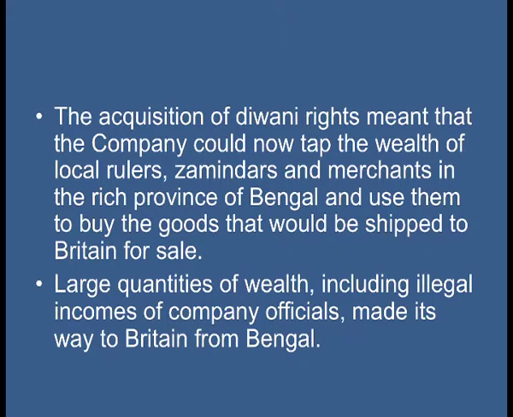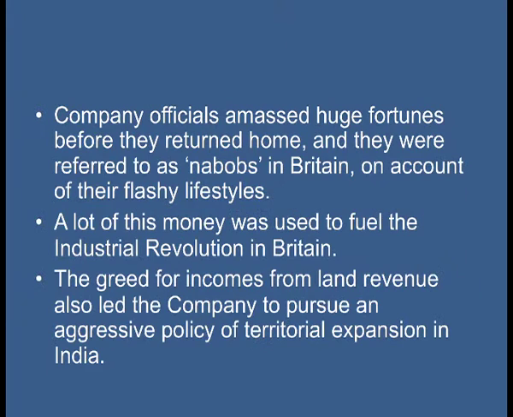The acquisition of Diwani rights meant that the company could now tap the wealth of local rulers, zamindars and merchants in the rich province of Bengal and use them to buy the goods that could be shipped to Britain for sale. Large quantities of wealth, including illegal incomes of company officials, made its way to Britain from Bengal. Company officials amassed huge fortunes before they returned home, and they were referred to as Nawabs in Britain on account of their flashy lifestyle. A lot of this money was used to fuel the Industrial Revolution in Britain.